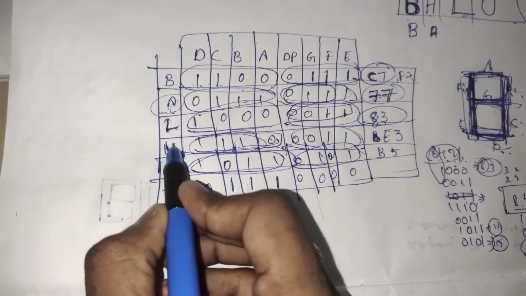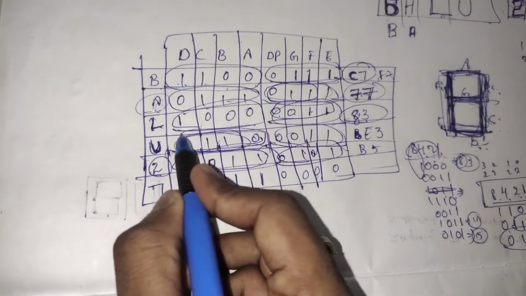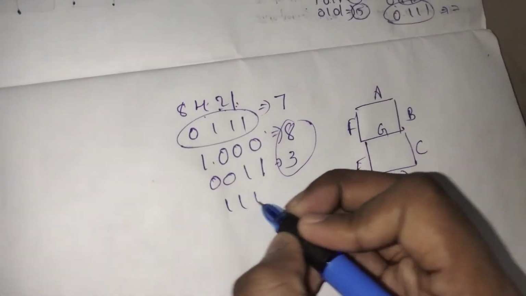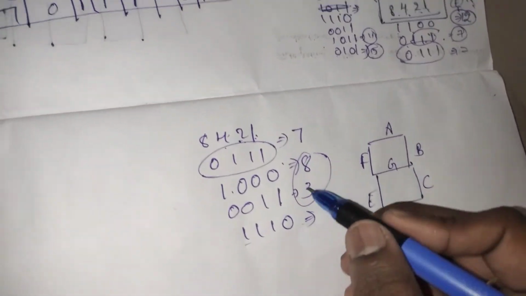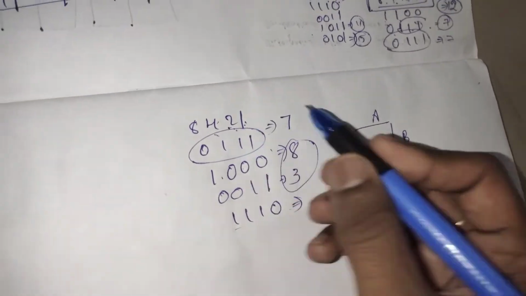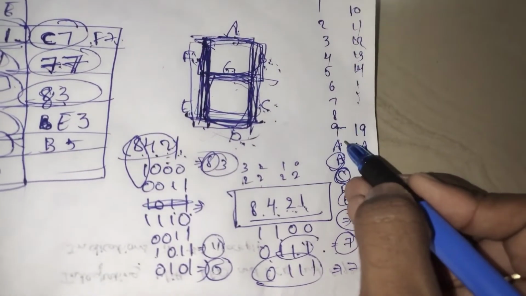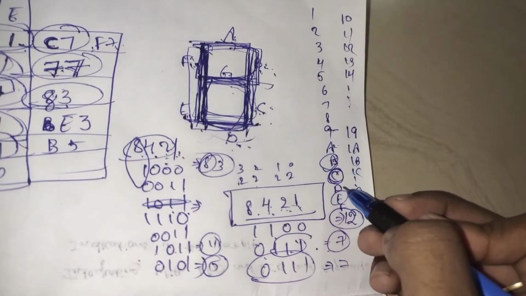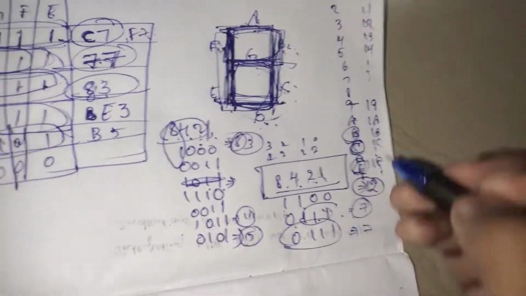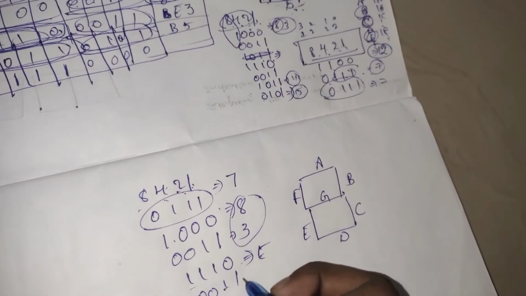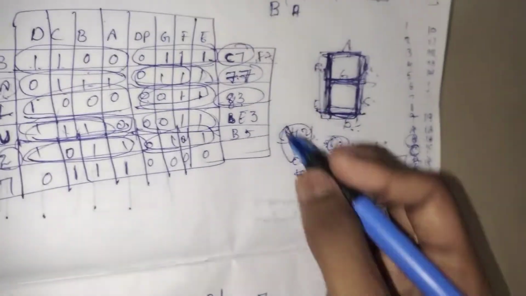Next, the letter is U. For U, the first four digits is 1110. 1110. 8 plus 4 plus 2, 14. For 14, we need to go after 9. This is 10, 11, 12, 13, 14. So E will be coming. Next 4 digits is 0011. So 2 plus 1 is 3. So we can write E3.